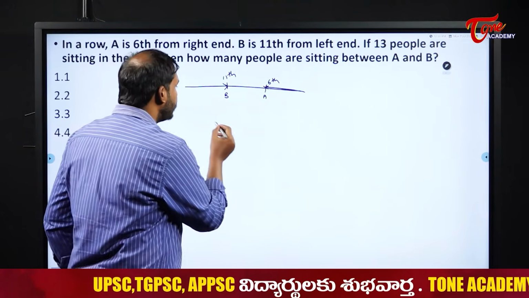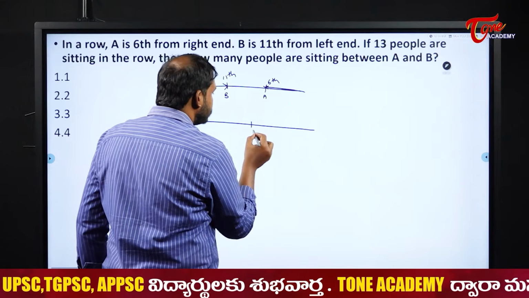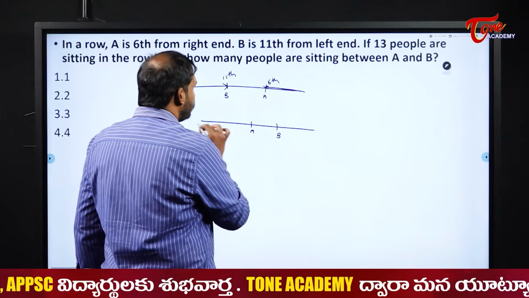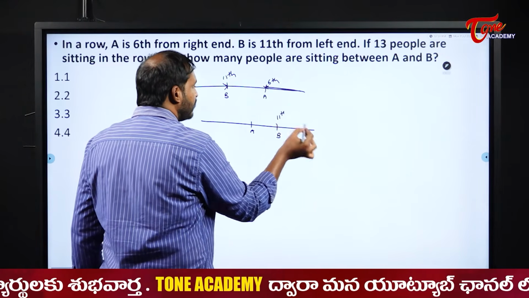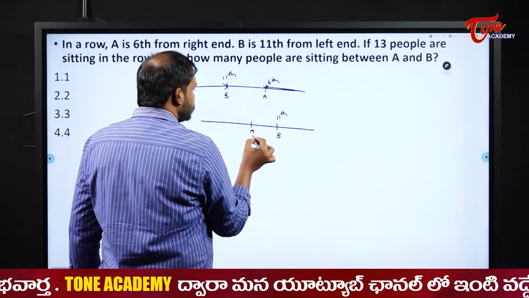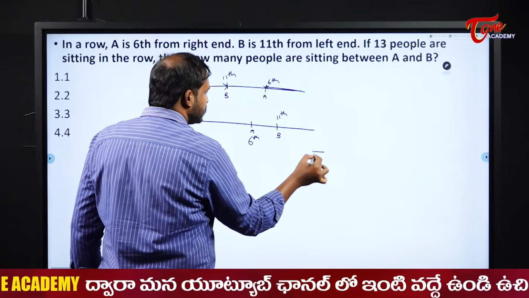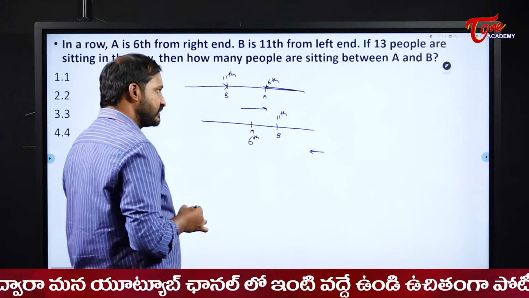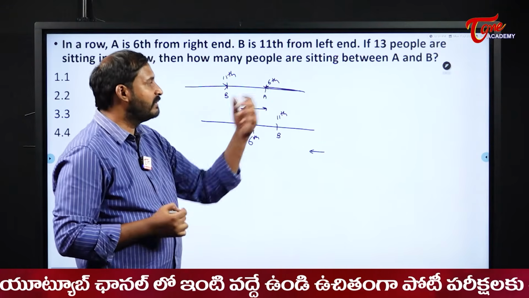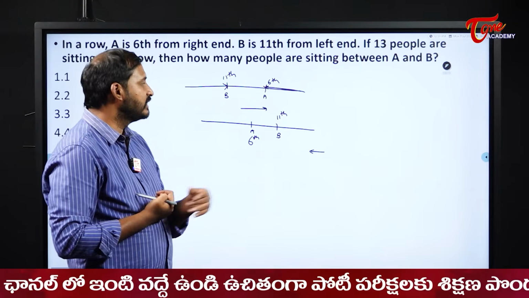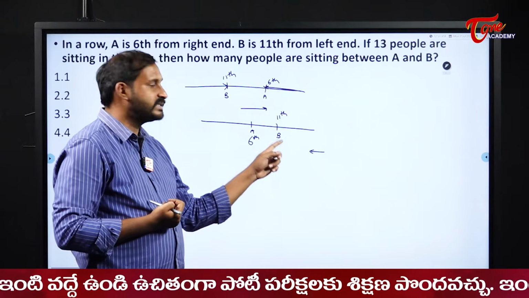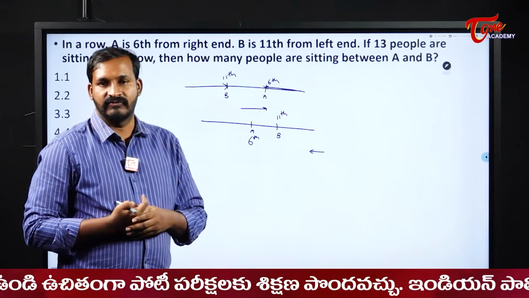So that means how are A and B there? A is here and B is here. When I count from here, it will be 11th. When I count from here, it will be 6th from right side. This is in this direction and this is in this direction, positions. Okay. Now total how many people are there here for me? 13, right? So you either find B's position from right side or the position of A from left side. It is up to you.